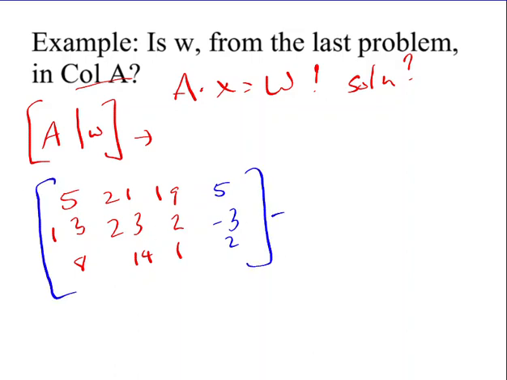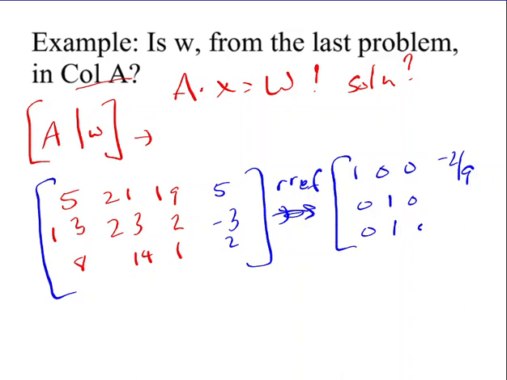So do we have a solution? If there is no inconsistency, then it's going to work. When I row reduce this, using the main tool that we have, our row reduction method, and I throw that in the calculator, that gives me -2/9, then +1/3, and then -8/9. So yes, W is in the column space of A.